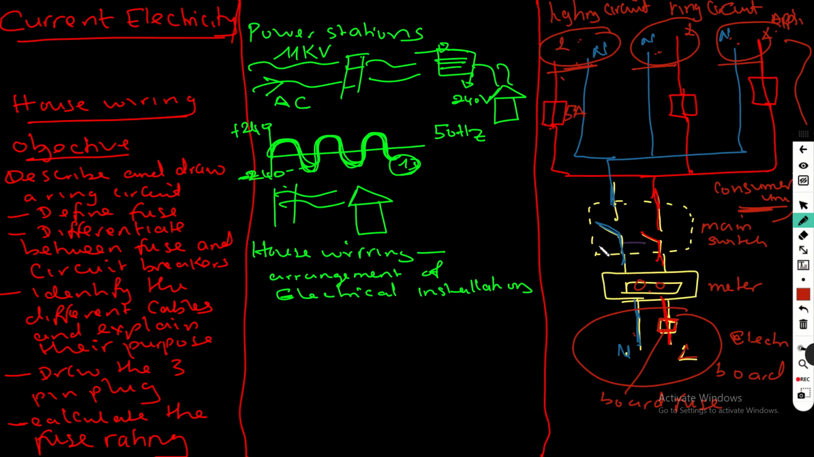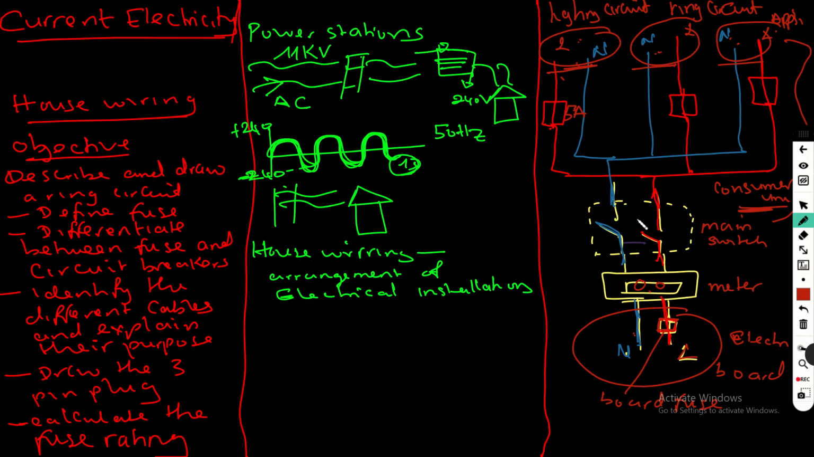Now you also see that I'll use different colors here. The neutral cable is always indicated by blue or black. The live wire or live cable is always indicated by a red cable or a brown cable. That's why I've used red for live and blue for neutral. Then we'll learn about another cable which is called the earth cable, which is always colored green or yellow and green stripes. Those are the different cables.